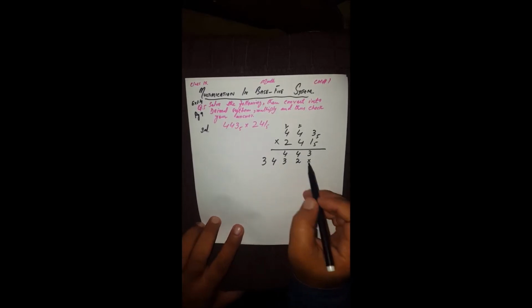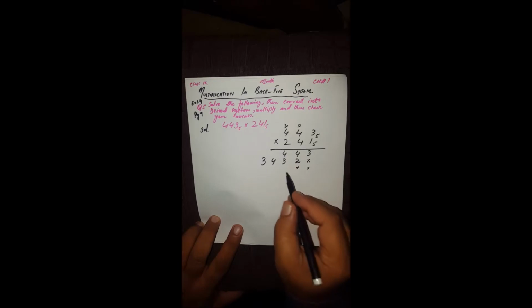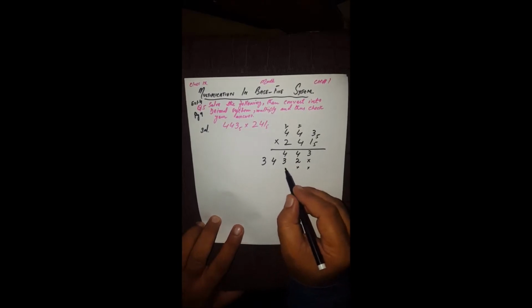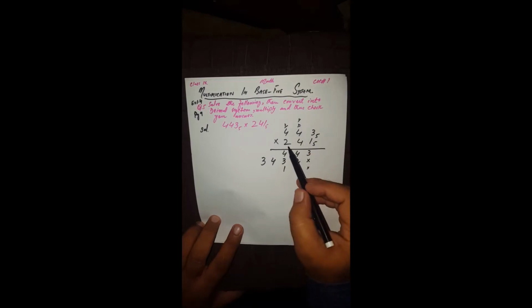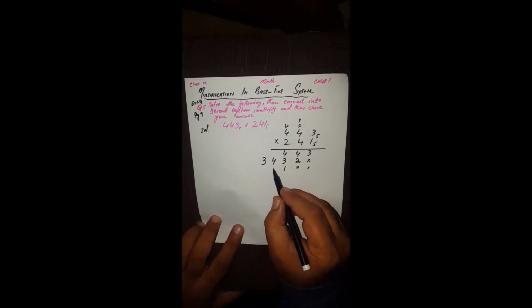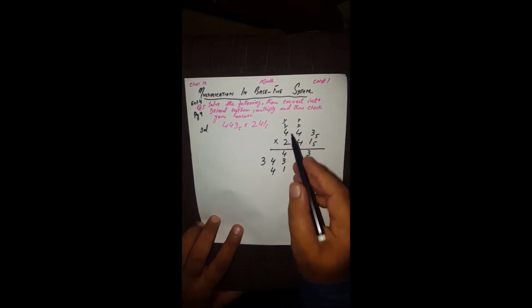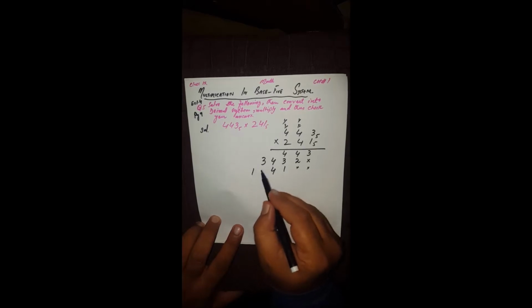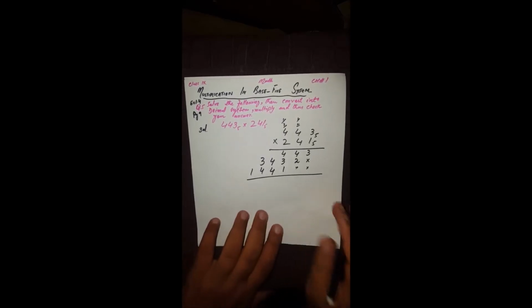On the next line, we have to multiply by 2. 2 threes are 6. 6 means 11, 1 and carry 1. 2 fours are 8, 9. 9 means 14, 4 carry 1. 2 fours are 8, 9. 9 means 14. Now in the last step we have to add these numbers.